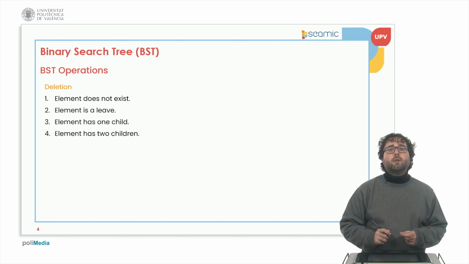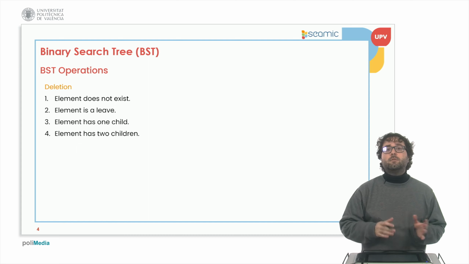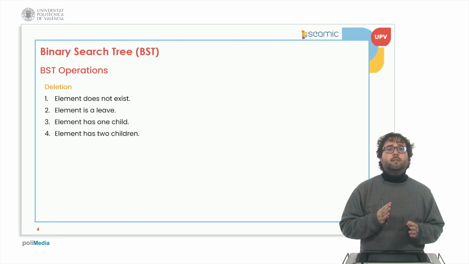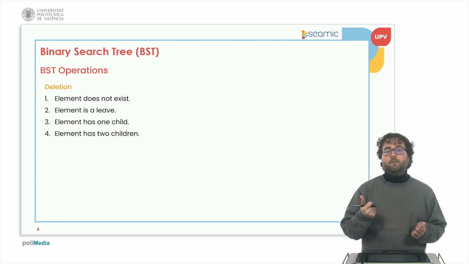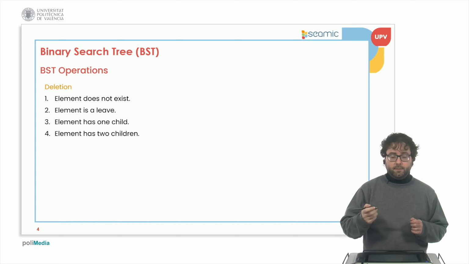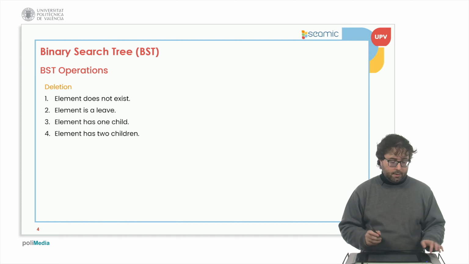And the final operation we are going to see is how to delete nodes from our tree. For deleting a node, we need to distinguish 4 cases. If the element does not exist, then we cannot delete it. And if the element exists, it could either be a leaf, or if it's not a leaf, it can have only one child or 2 children. The first case, if the element does not exist, we cannot do anything, so there's nothing more after the search.